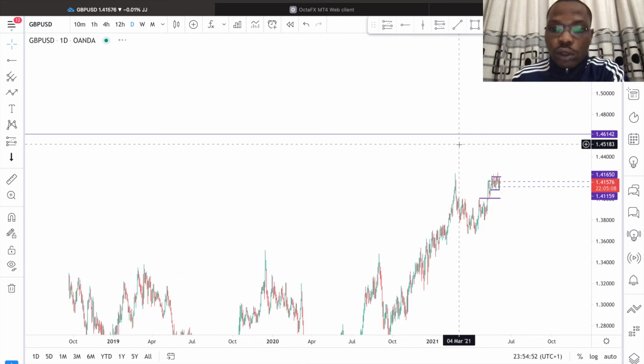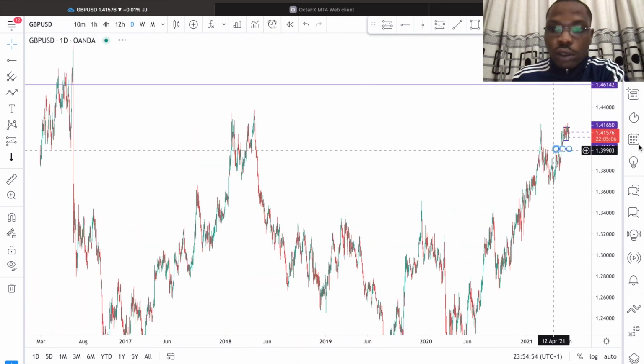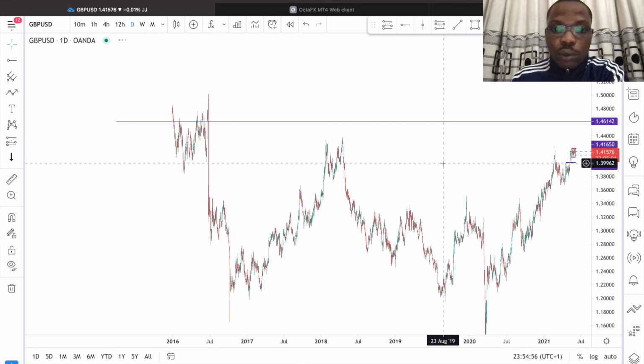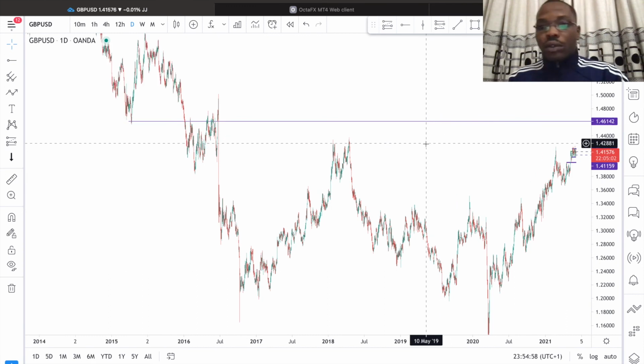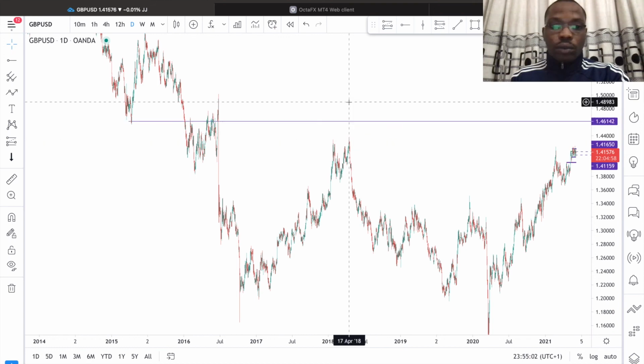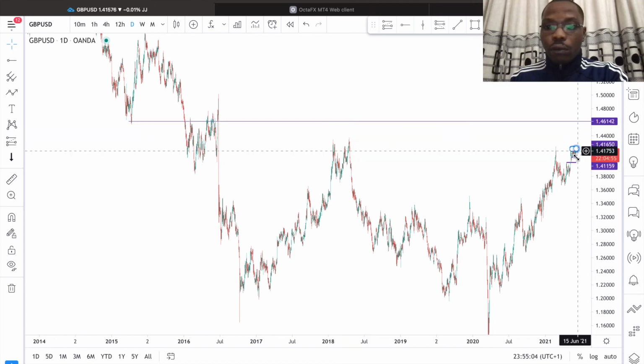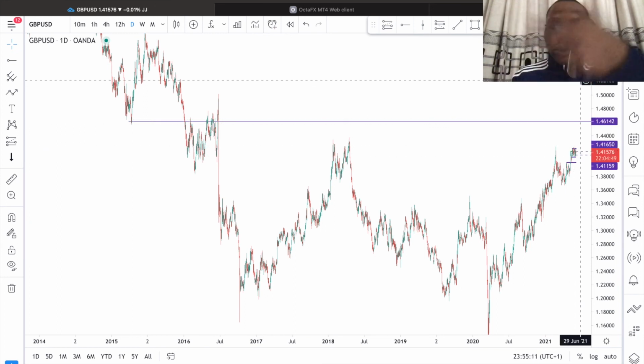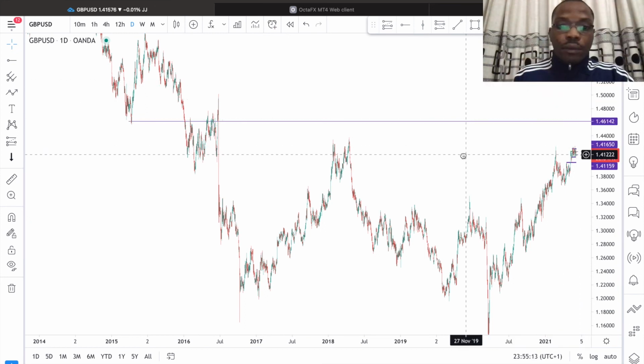1.46142. Yeah, that's my next price target for the pound, because as you can see, it's about to break these previous highs here. So looking at the breakout move from here, I'm looking for it to expire here before retracing to give a bigger push upward.